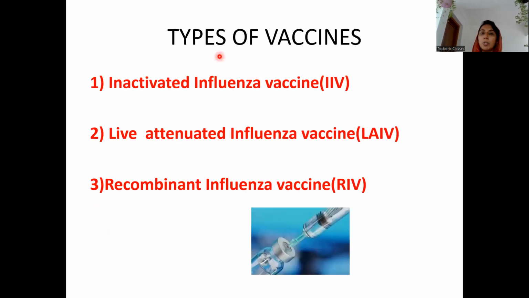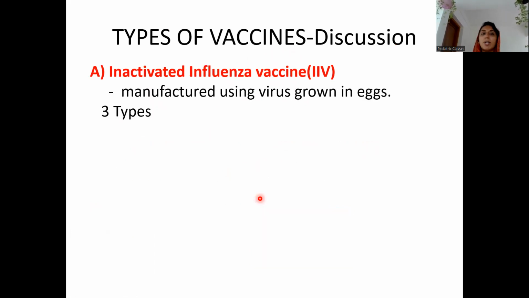So what are the types of vaccines available? They are inactivated influenza vaccine, live attenuated influenza vaccine, LAIV, or recombinant influenza vaccine. Let us now look into detail about these vaccines. First one is inactivated influenza vaccines, IIV.